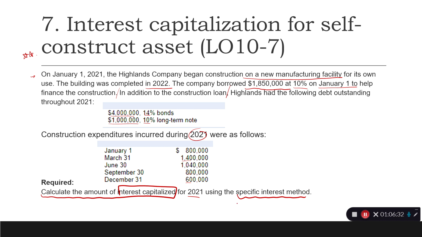Specific interest method means that you want to trace the construction loan and apply it to 100%. And then if there's a leftover, you go with the weighted average of the interest. So I will show you what I mean. First of all, we need to find the weighted average, in other words the average of the construction expenses outstanding, based on the timing: January, March 31st, June 30th, September 30th, and December 31st.